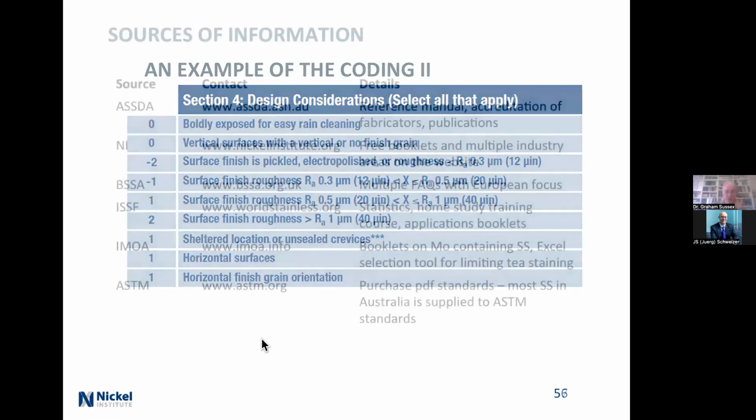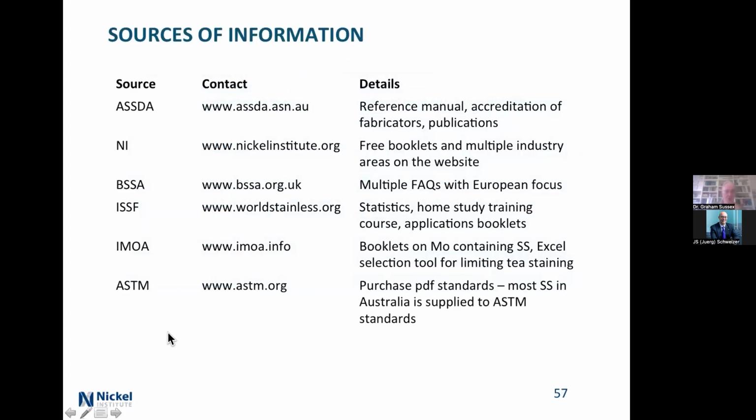So where can you get information? Well, the IMOA, what I've talked about, World Stainless, ASTM for standards. You can get the standards from Standards Australia too, or from your local. Sorry, I'm almost wearing an ASDA hat. And the Nickel Institute have got a lot of information. So go and have a look, have a prowl around, put in whatever searching variables you want.